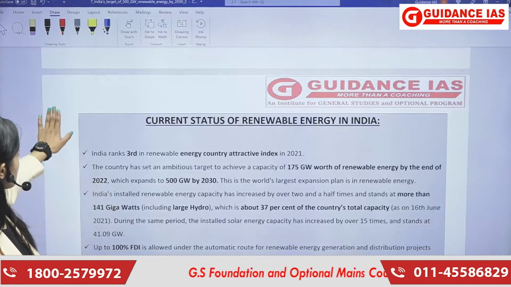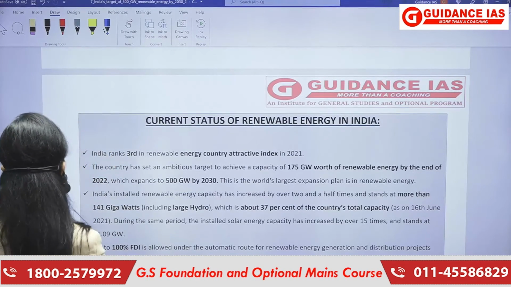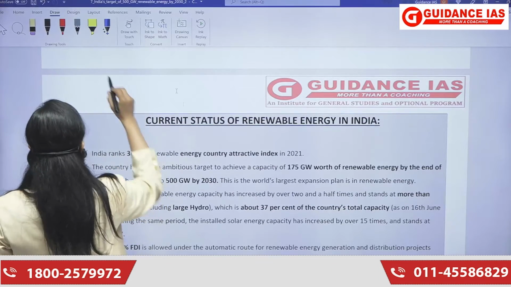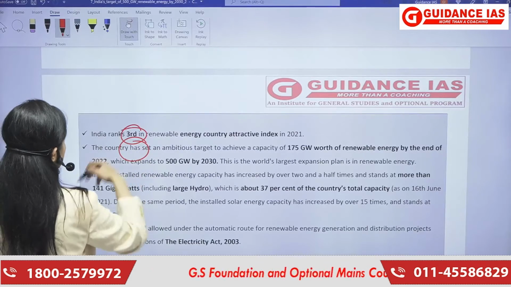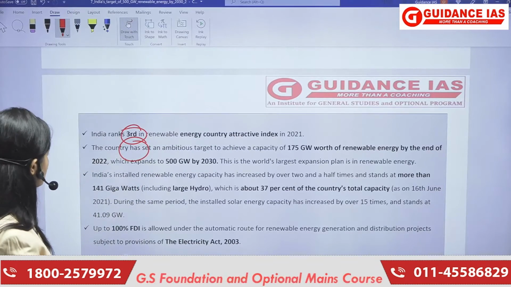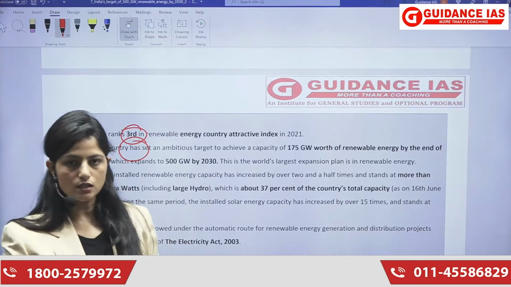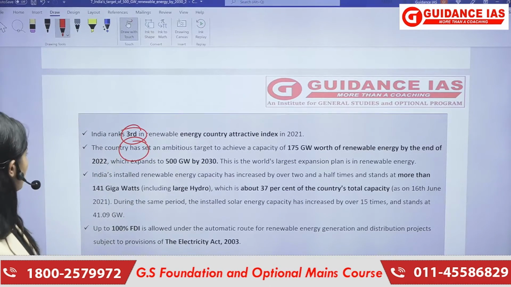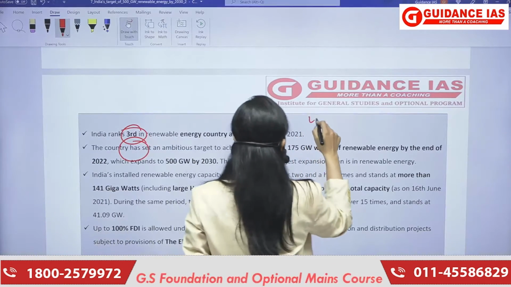If we talk about certain status in terms of renewable energy only, from India's perspective. So India ranks third in the renewable energy country attractiveness index. First is, I guess, US and then China. And ours is the third country. Actually, we were fourth initially.